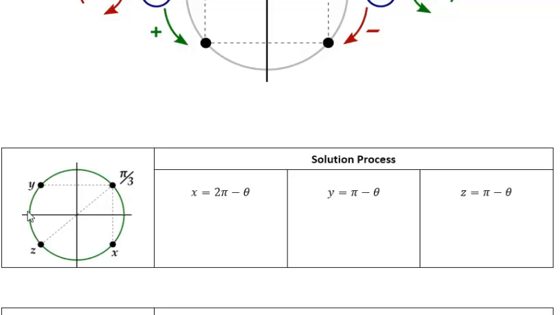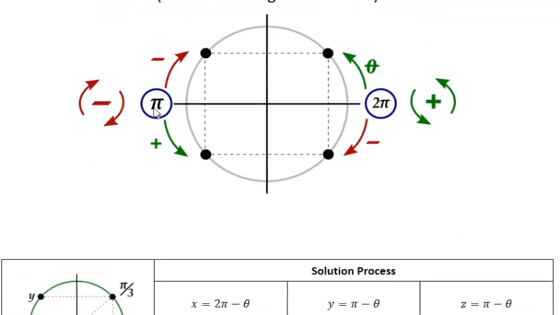To find y, we need to subtract pi minus theta because we're also moving backwards. We're moving in this direction, which is backwards. To find z, we're going to add pi plus theta. That's how we find each one of these positions. We just need to understand that this place is pi and this place is 2 pi, and add or subtract depending on whether we move backwards or forwards.